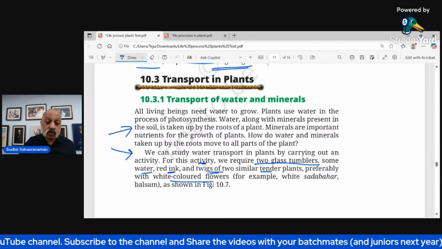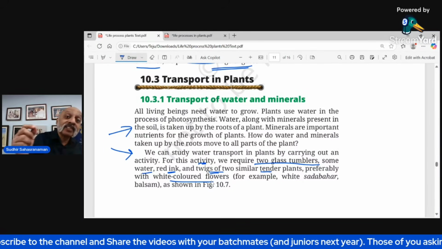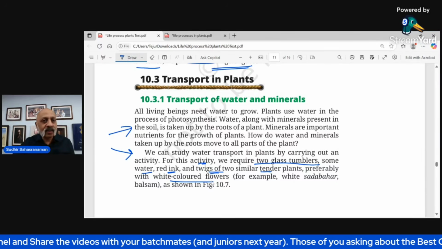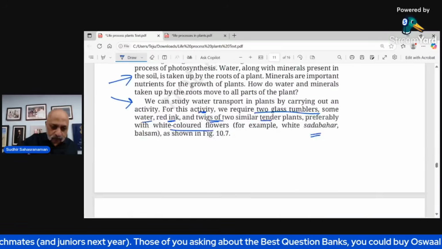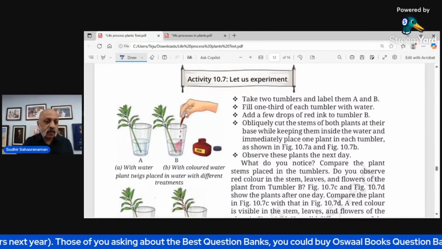Oh, this will not have flowers. So you need to take something which gets some flowers also. You can take the white sadabahar, which grows quite often in a garden, or balsam. Okay. Now, what is the experiment that you need to do?